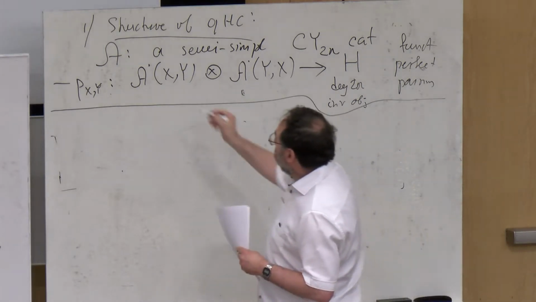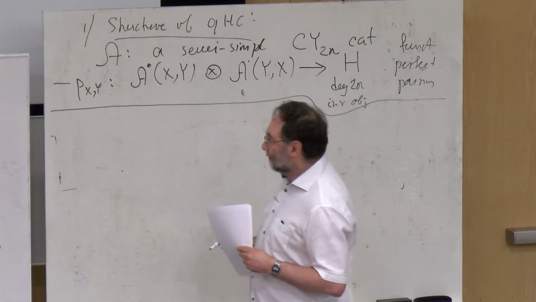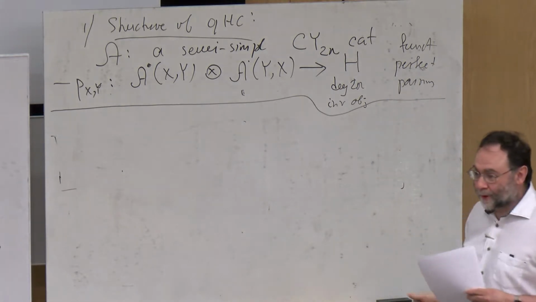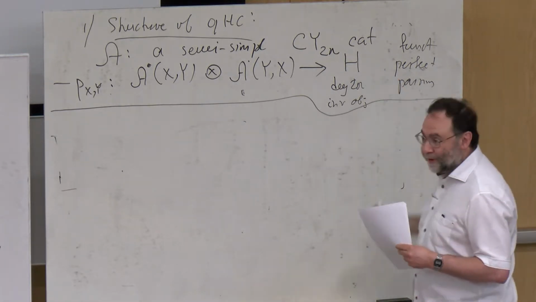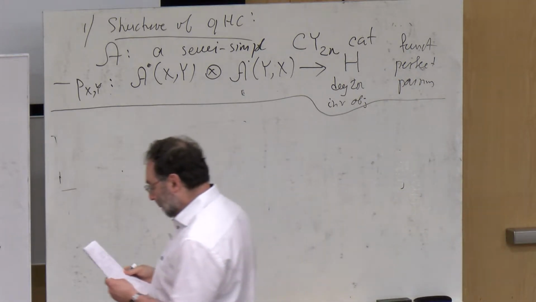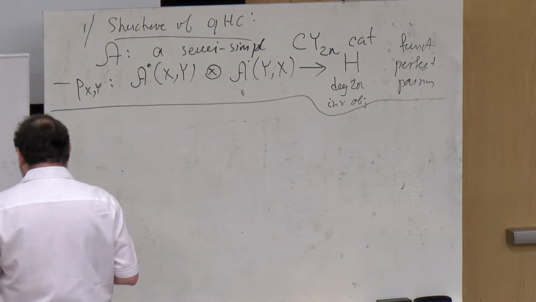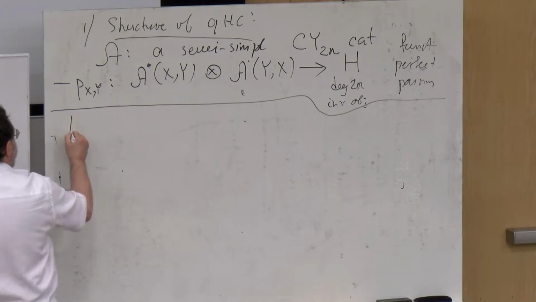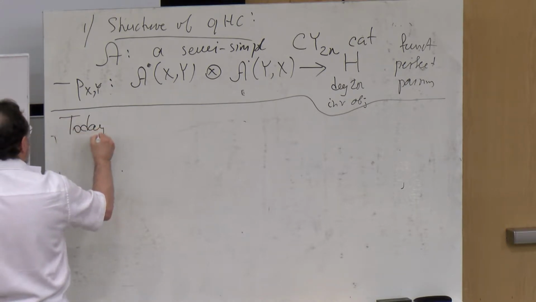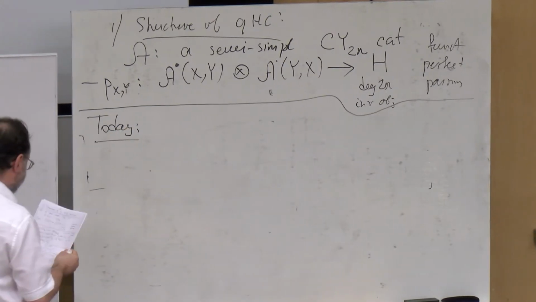Dot means that it's a graded vector space, as I said. Because I have to have grading, because my main object, H, is in degree 2n. It's graded. It's very important. Graded by what? By integers. So now today, I will consider a specific example of this.